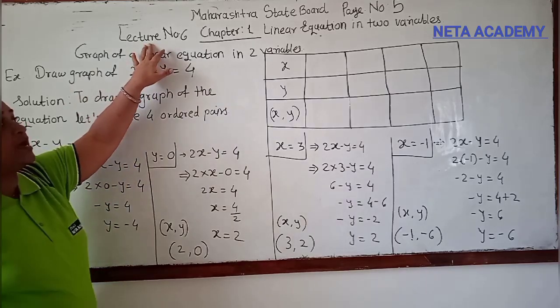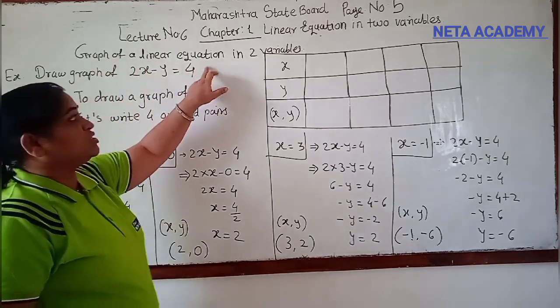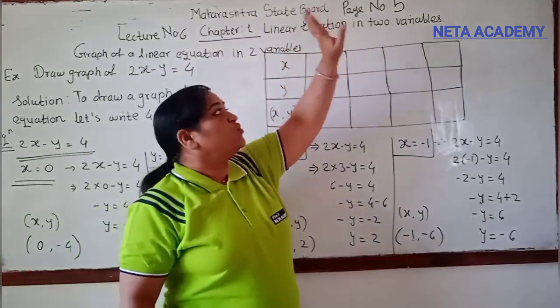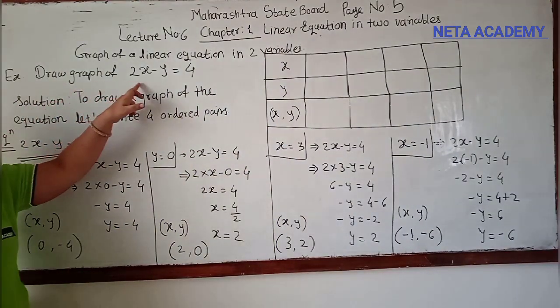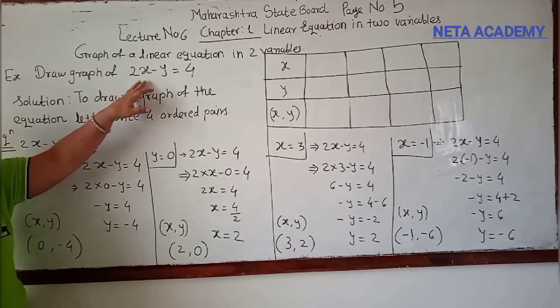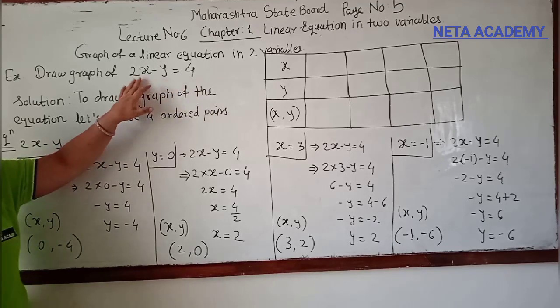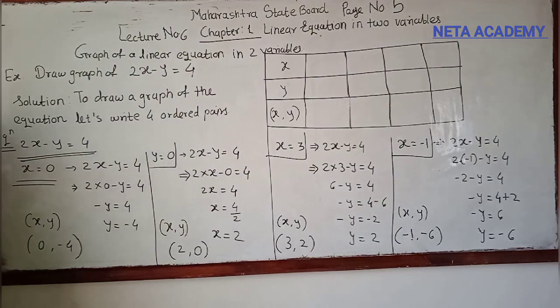Lecture number 6, and we are going to see the graph of a linear equation in two variables, page number 5. One example is given: draw the graph of 2x minus y is equal to 4. For this equation we need to draw the graph, and for drawing the graph we need to find the solutions for x and y in pairs.